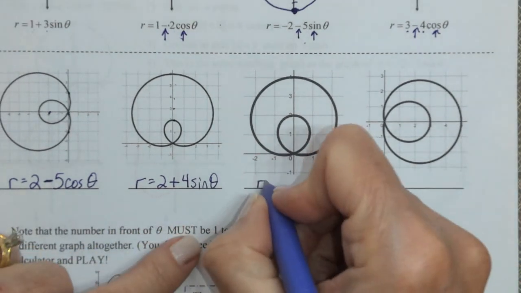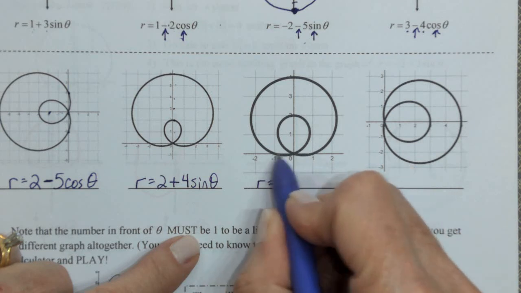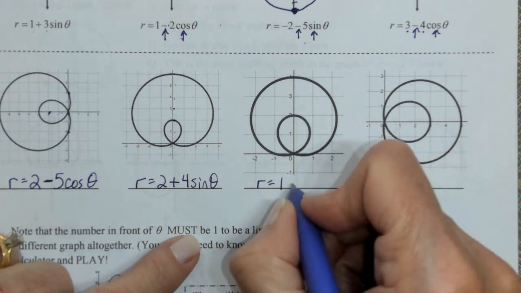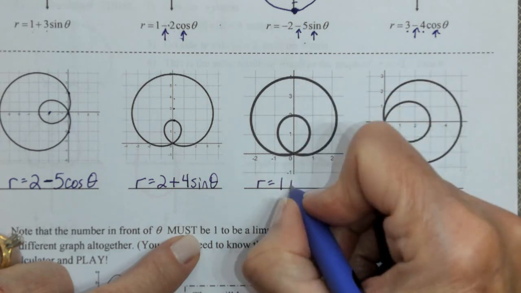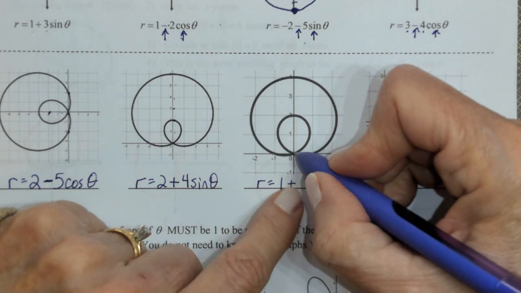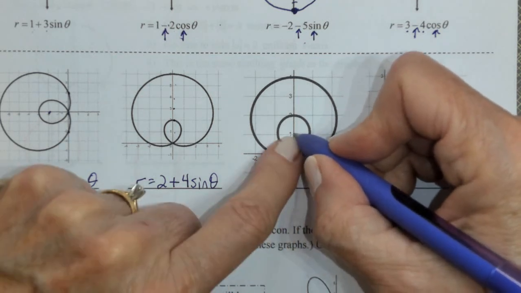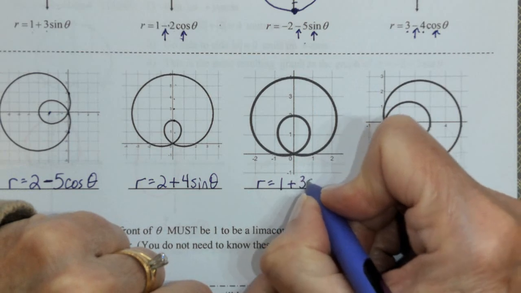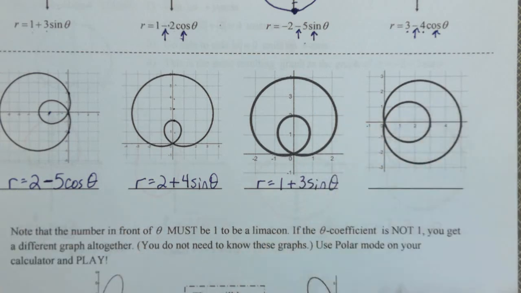Okay. All right, how far side to side? Just one unit there, side to side. Positive y-axis, so it's going to be a positive sine again. Okay, if I start off with my 1, how many more do I need to add? I need to add 3 more sine theta, and that will do it. Okay.